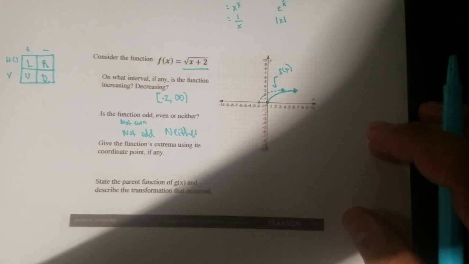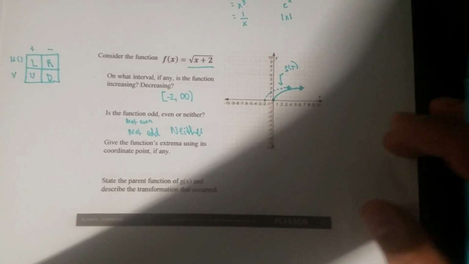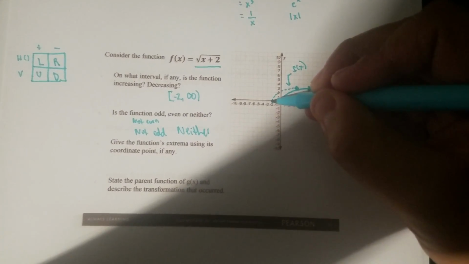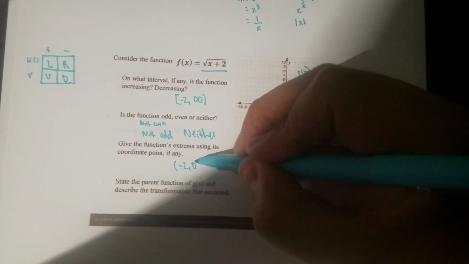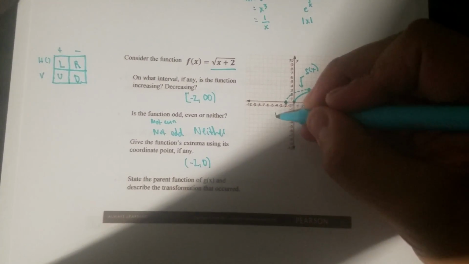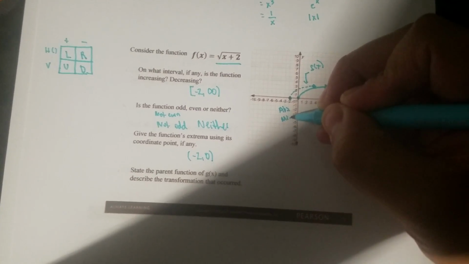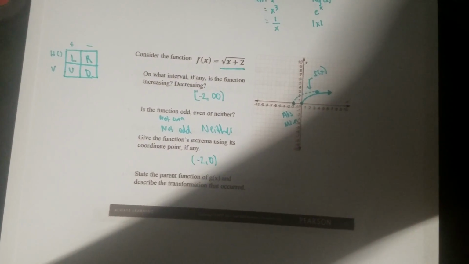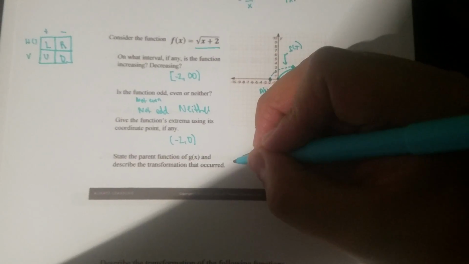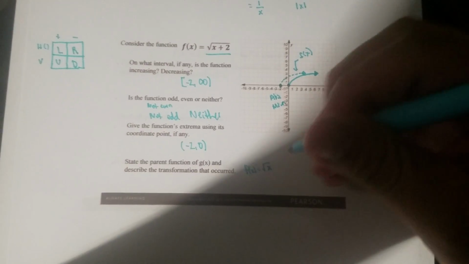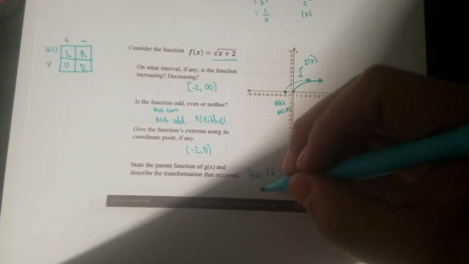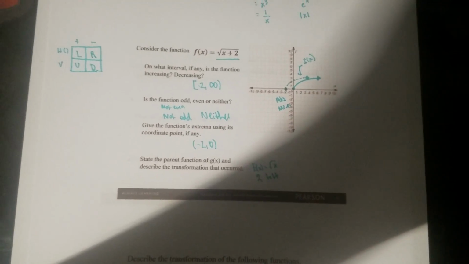If they move them, they usually are. So any extrema? It's just this point right here, guys. This is the lowest point that this graph has. So I'm going to put -2 and 0. That's an extrema, and since this is the lowest, this is an absolute min. And the parent graph here was the square root equation. The transformation that occurred, we already talked about it. It moved 2 to the left. And that's all. Okay, so just remember this little square up here. We're going to use it for the next slide anyway.